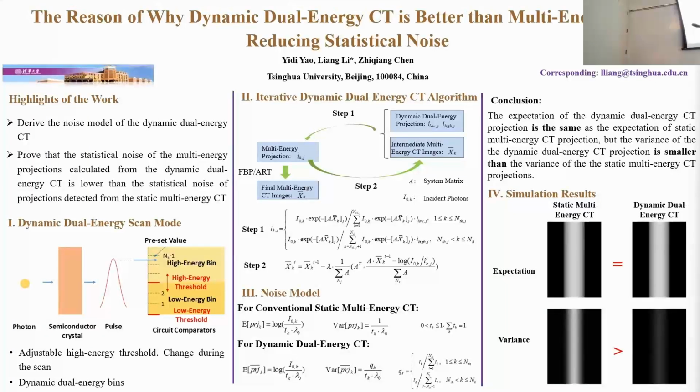Dynamic dual energy CT is a novel spectral CT acquisition method for low noise multi-energy CT imaging. In this work, we derived the noise model of the dynamic dual energy CT and proved that the statistical noise of the multi-energy projection calculated from the dynamic dual energy CT is lower than the statistical noise of projections detected from the static multi-energy CT. This conclusion is verified by simulations.